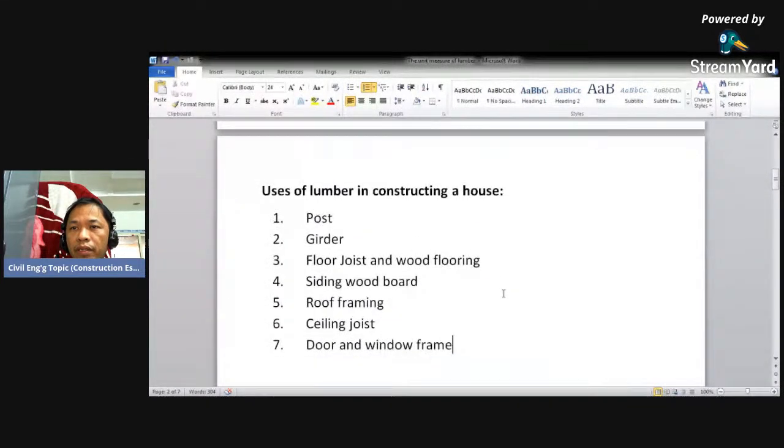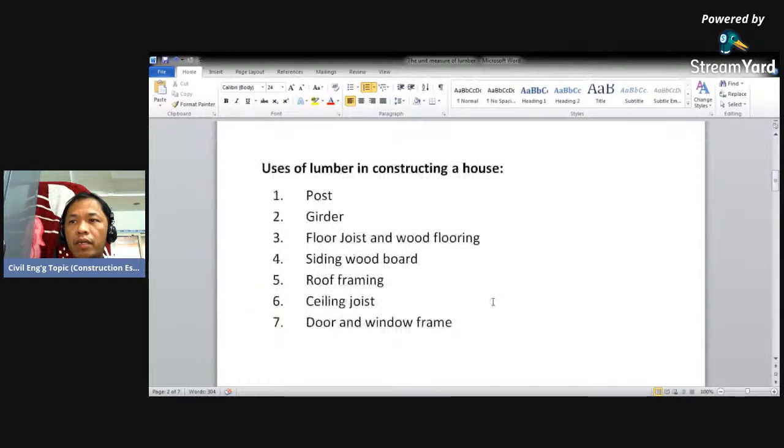But the question is, how can you estimate the cost of the lumber you require in constructing your own house? Okay, so it's very important. We should know how to estimate. This is only basic estimation. Okay.